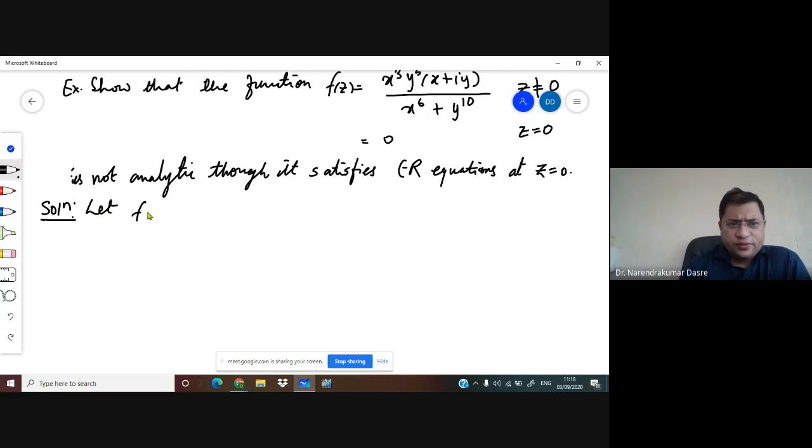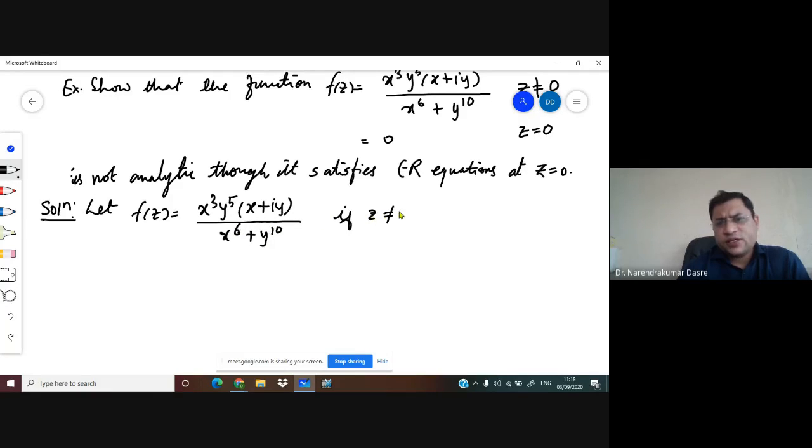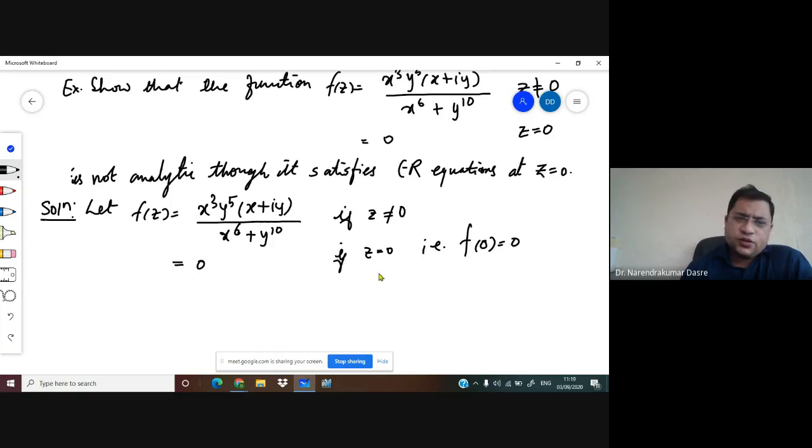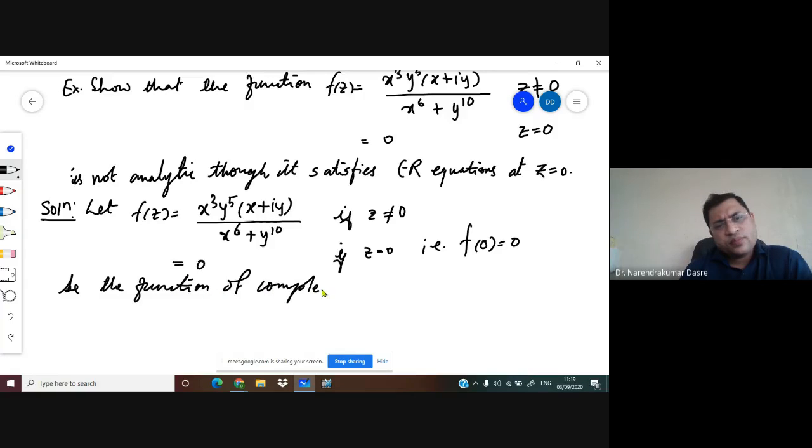Let f of z equal x cube y raised to 5 times (x plus iy) upon x raised to 6 plus y raised to 10 if z is not equal to 0, and this is equal to 0 if z is equal to 0. So that is, f at 0 is equal to 0. If I put z is equal to 0, then f at 0 is equal to 0. And f is a function of complex variable z.